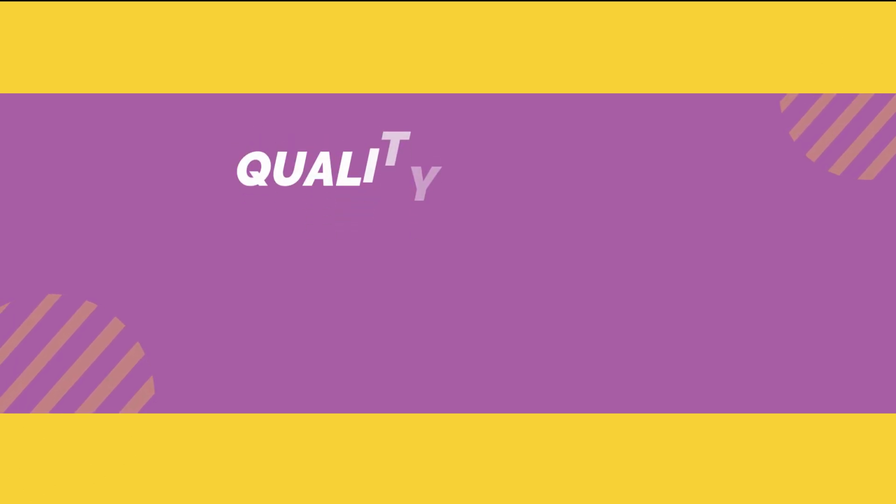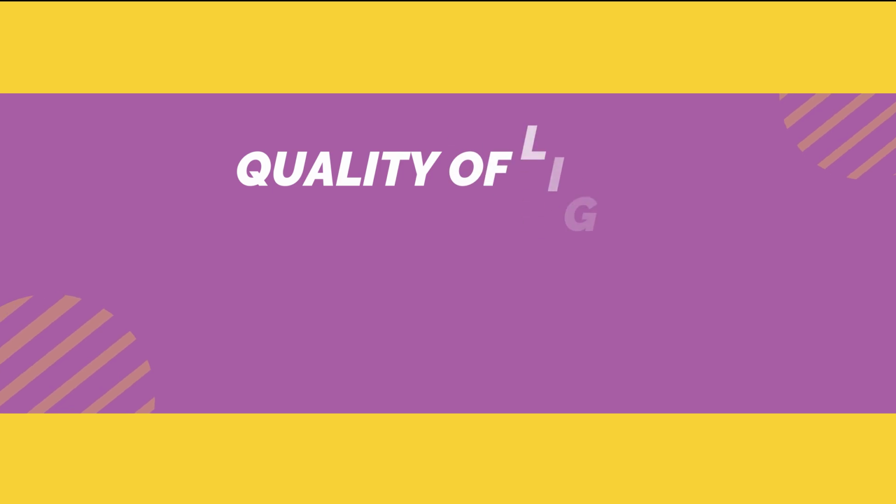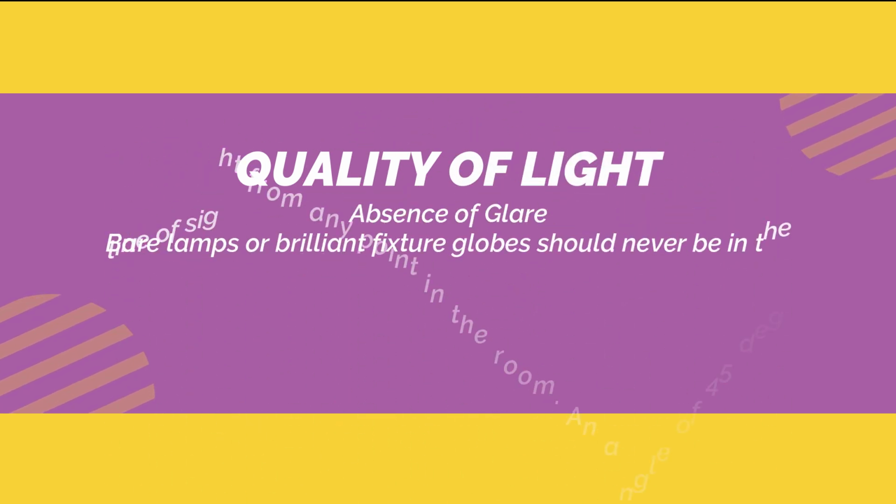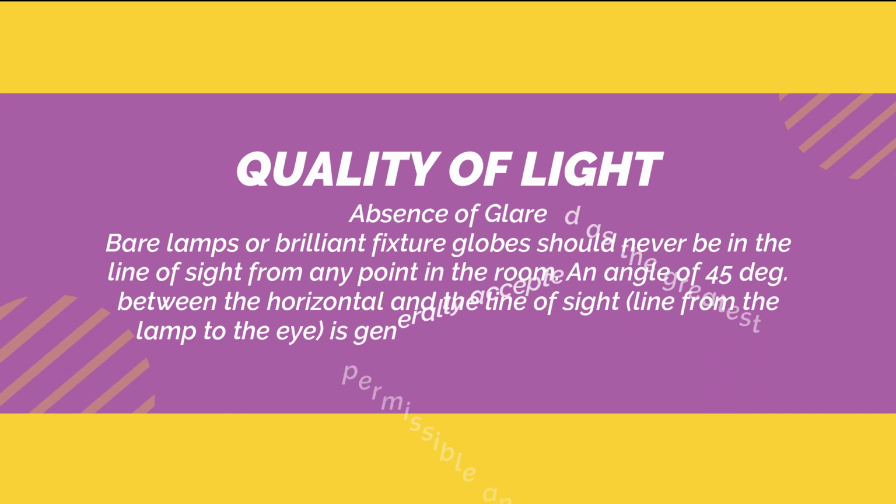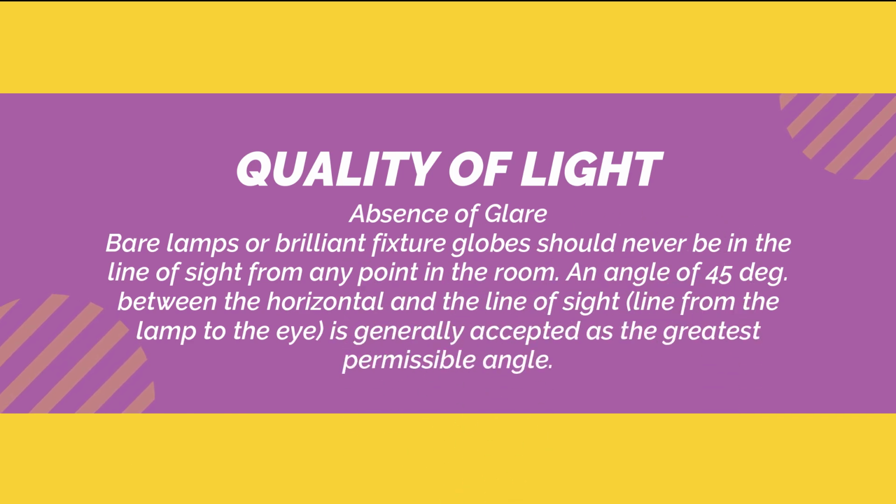Bare lamps or brilliant fixture globes should never be in the line of sight from any point in the room. An angle of 45 degrees between the horizontal and the line of sight, the line from the lamp to the eye, is generally accepted as the greatest permissible angle.